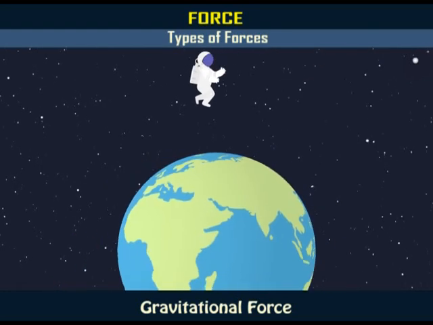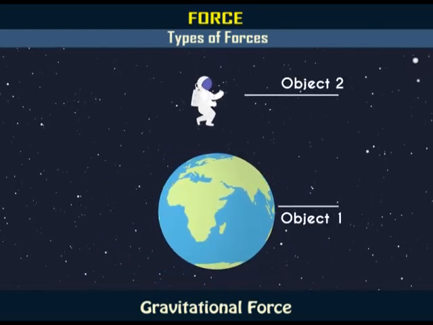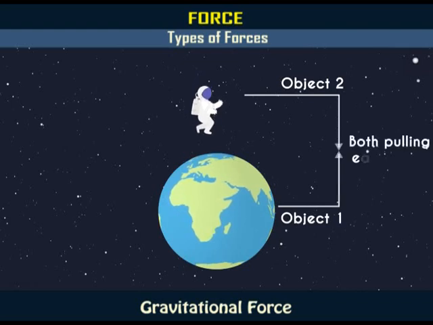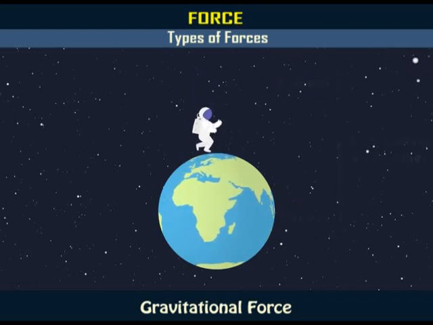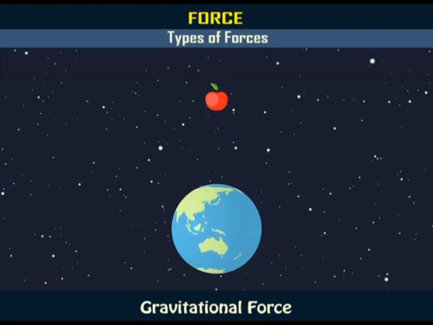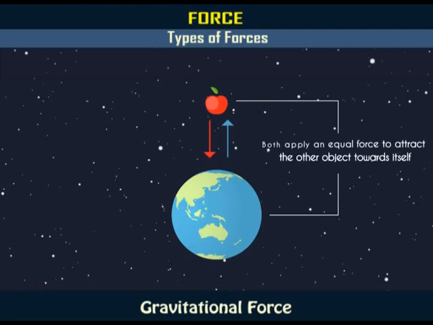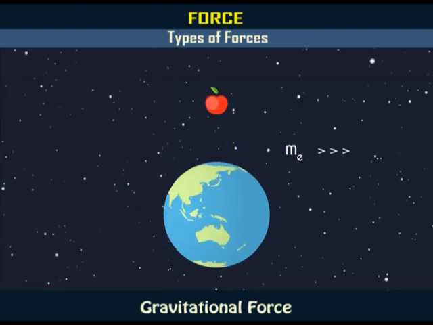In the case of the Earth and humans, the Earth is one object and the human is another. They are pulling each other. Having said that, does the apple fall towards the Earth, or does the Earth move towards the apple, or do both move towards each other? Although both apply an equal force to pull each other, the apple accelerates towards the Earth because its mass is much less than that of the Earth.